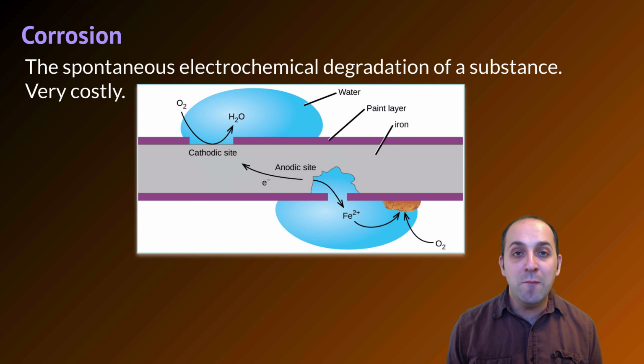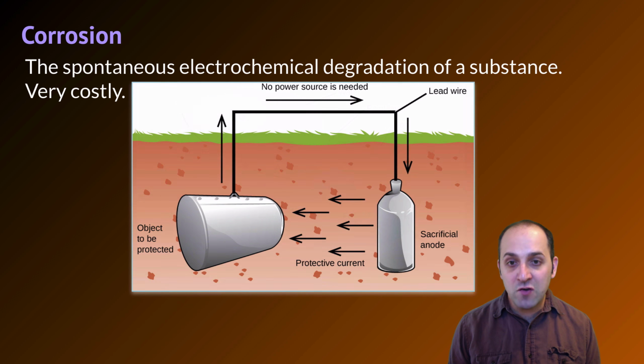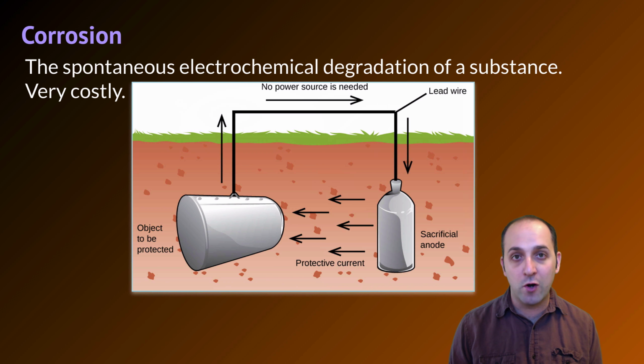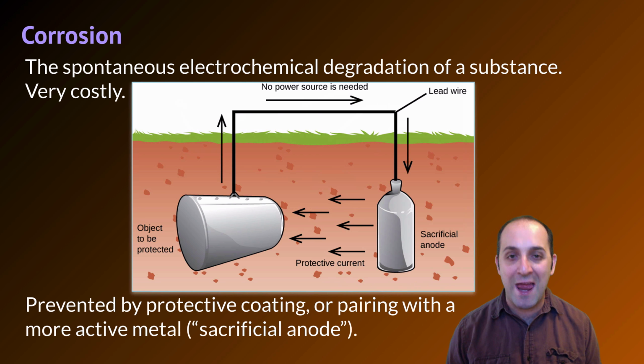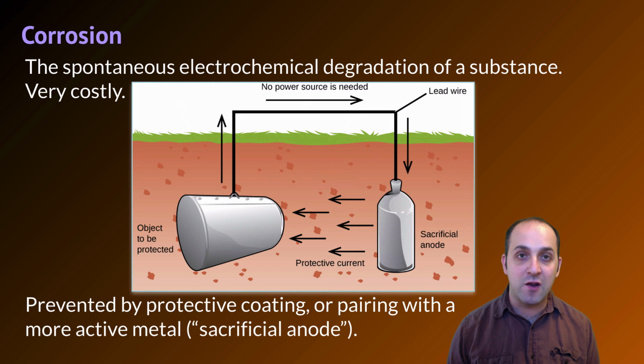One of the major ways that we deal with it in terms of surface structures is just painting them. For submerged structures, things that are going to be in the water, like the hulls of ships or pipelines or tanks that are going to be in the ground, we'll use what's called a sacrificial anode in order to help slow the effect of the corrosion.